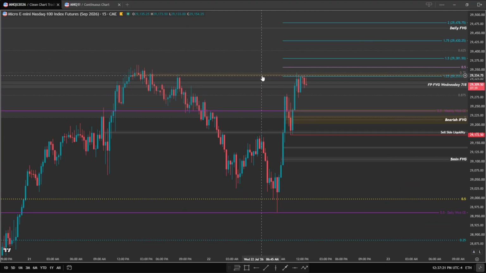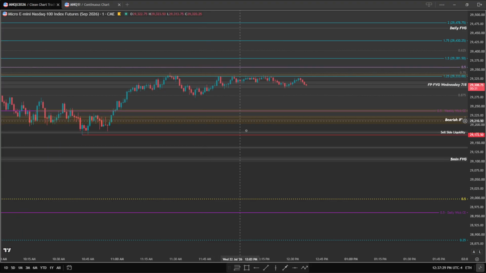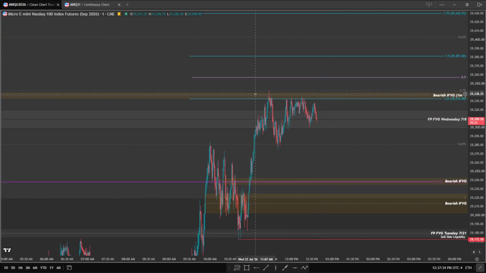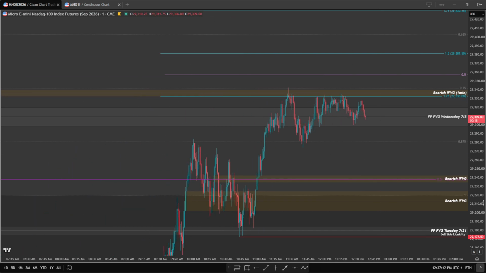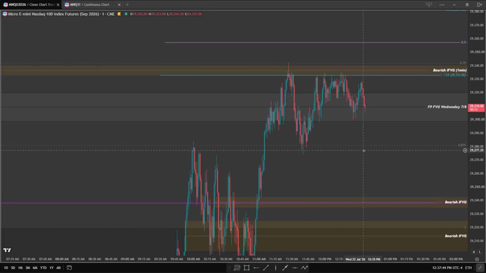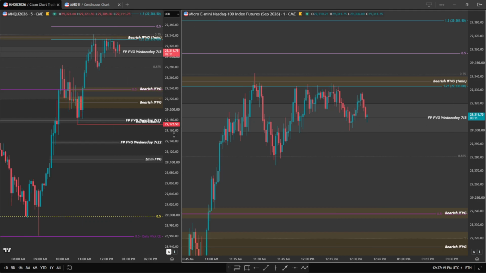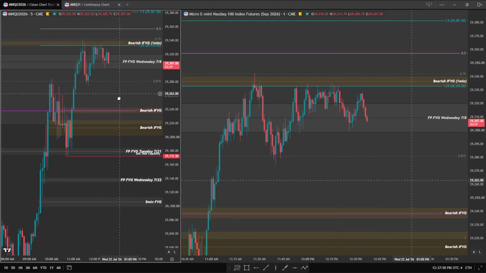But I really love that it swept this high, went to the lower quadrant of the daily fair value gap, and rejected off of that really nicely. Right there. And it's utilizing this projection of the first hour's opening range that we're accumulating. Just a 5 minute.